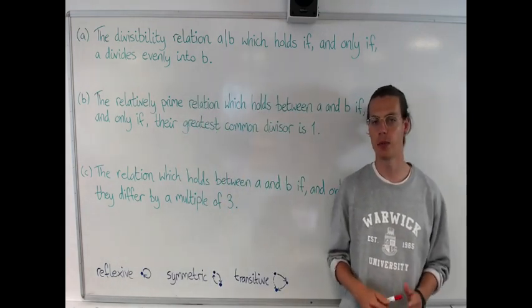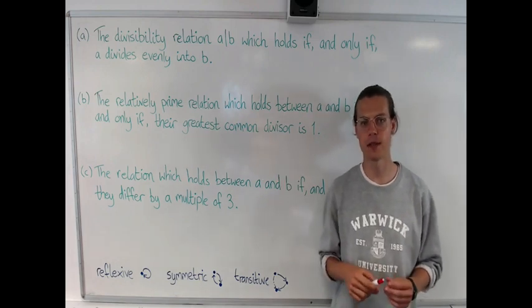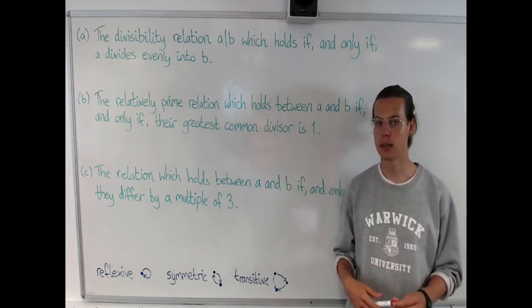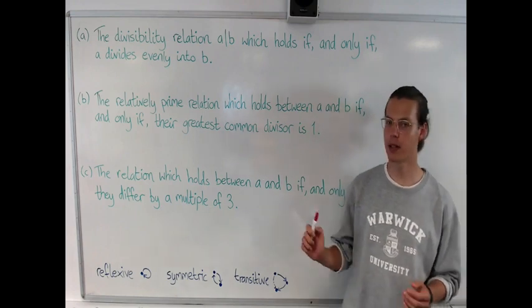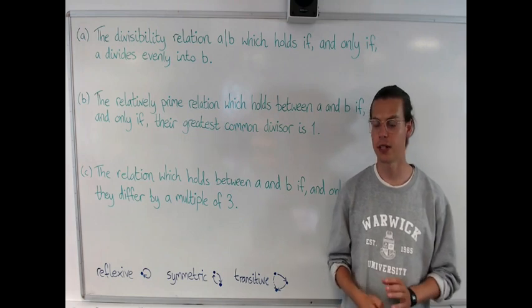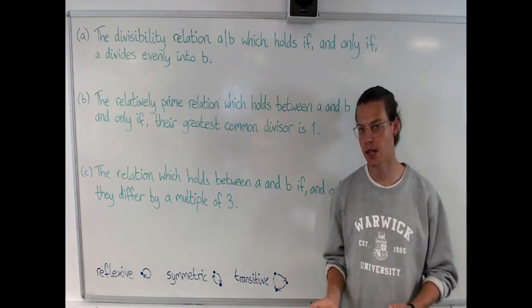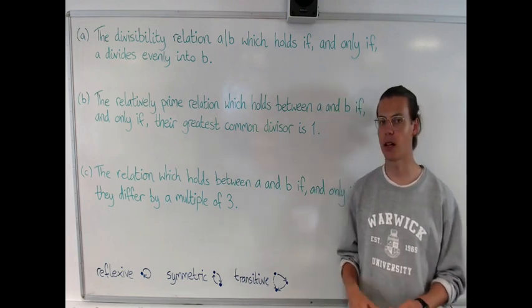In this exercise, we consider three relations defined over the set of positive integers. Our task is to determine which of these relations is reflexive, which are irreflexive, which are symmetric, which are antisymmetric, and which are transitive.